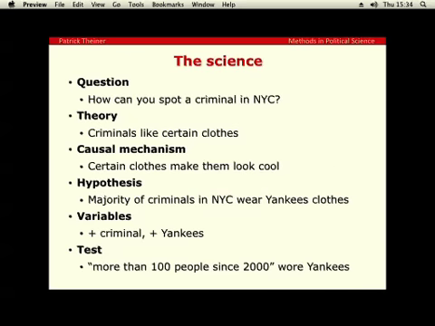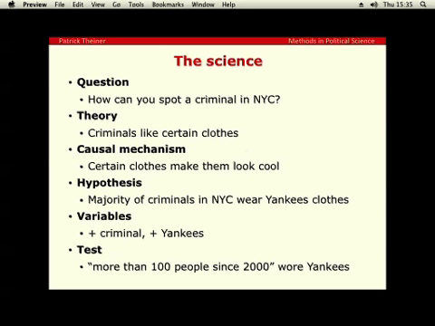Maybe there's a theory. If the question is, how do you spot a criminal in New York? Maybe the answer is, well, you just have to look at what clothes they wear. What's the theory behind this? Well, the theory behind this is that criminals like certain clothes. If you run around in the hard streets of New York, you're not going to wear a pink polo shirt. When you commit a robbery, you're going to wear something that gives you some street cred. Something that looks tough, and maybe the local team is just what you need. So you wear a giant oversized Yankees shirt. The causal mechanism here, of course, is that criminals wear certain things because they make them look cool. And that's why they choose stuff with the Yankees logo on it.